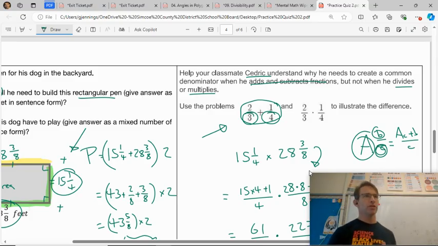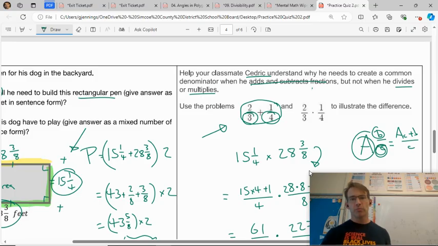But break my cars down, somehow split each car into two motorcycles. I don't know how you do that, but then I could add them together. Each car would be worth two. Once I do that, then I can add them together. Okay? But it's kind of a weird way to think about it, Cedric. Just remember, you got to have common denominator because you can't add things together that are different. Apples plus oranges, that type of stuff.